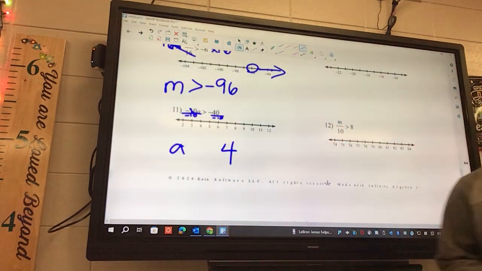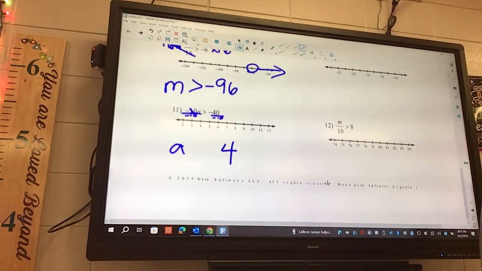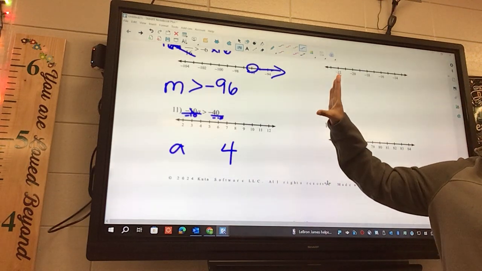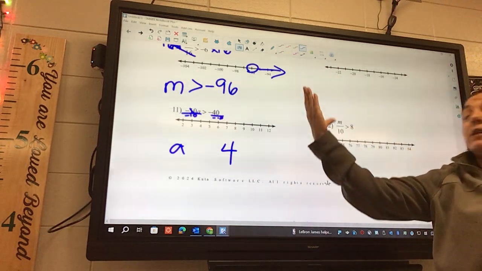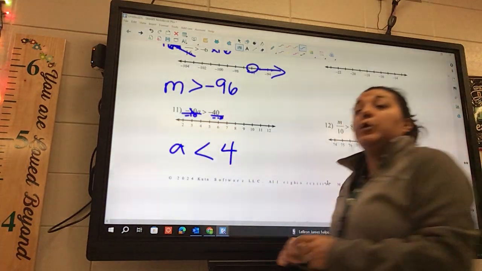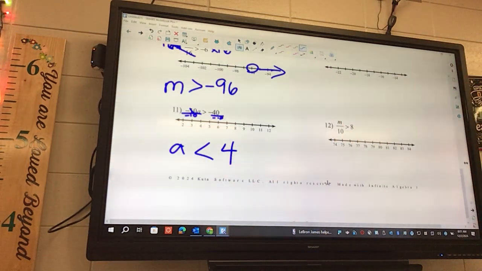Okay, do we need to flip? Yes. What did we multiply or divide by? Negative 10. So instead of the alligator mouth going like this, chomp, chomp, chomp, he's going to go this way. That's all you're doing. It's not like put the bar underneath it or something like that. It just needs to go the opposite direction.